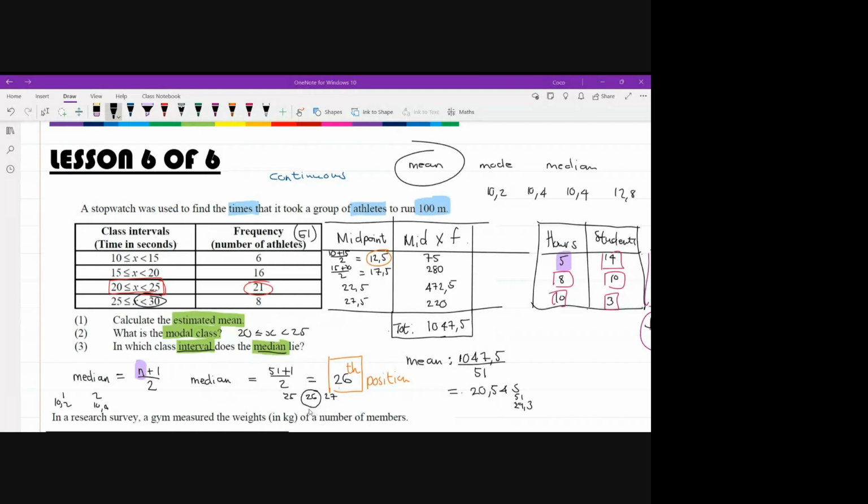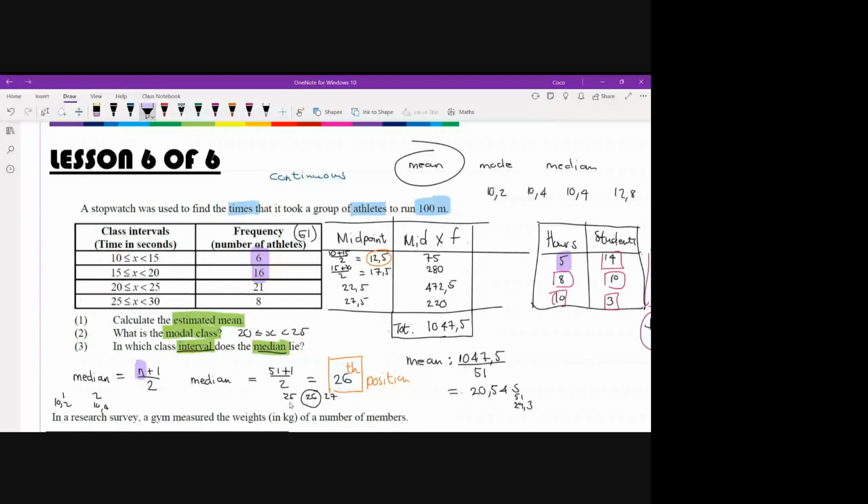All right. So now we need to figure out what that person in the 26th position's time was. If we have to figure out what that time is, or who that person is, we know that the first 6 people were in between 10 and 15. Then the next 16 people were in between 15 and 20. Now, if I've counted the first 6 people and the next 16 people, how many people have I counted so far?